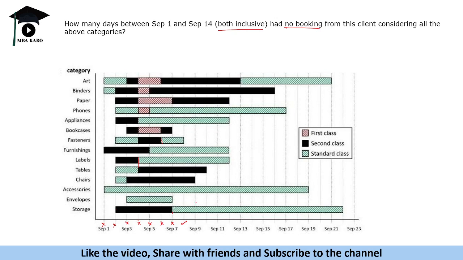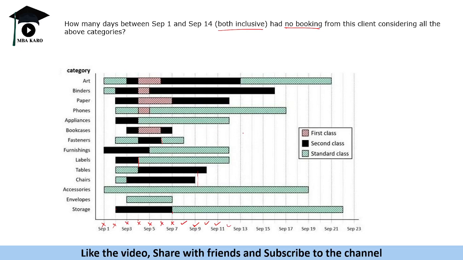Okay. September 9, no booking. I mean, you just need to see this line, the vertical line, no booking. 10, there is no booking. Okay. 11, if you see, there is no booking again. 12 also, we do not see any booking.